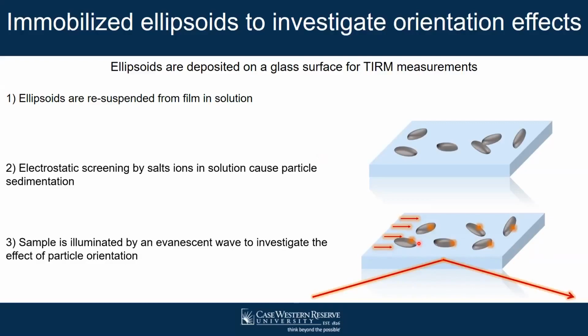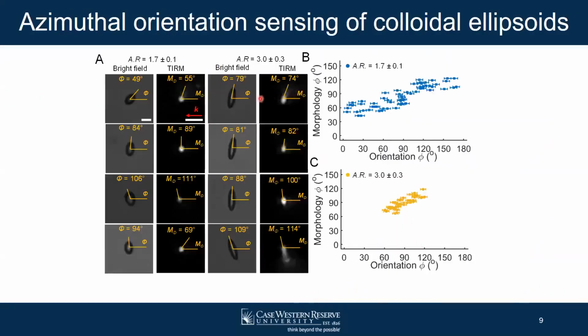Okay, so here are some images from our experiment on the left-hand side. We have panels with bright field for low aspect ratio ellipsoids and panels with bright field for high aspect ratio ellipsoids. And then we also have the images with just the scattering from the evanescent wave for low aspect ratio ellipsoids and high aspect ratio ellipsoids. The azimuthal angle determined from bright field is given in the bright field images, and then the scattering morphology angle is given in the evanescent wave images. And we can see right away that there's a correlation between the two. As you systematically change the azimuthal angle, you can systematically change the morphology angle.